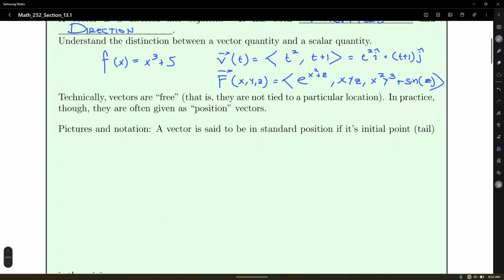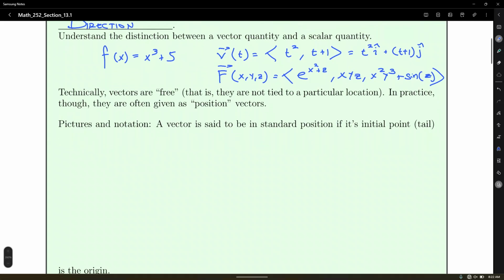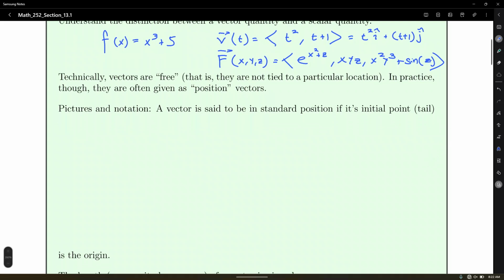But what about those vectors? I think we need more about what these vectors are. These quantities are technically free quantities, and they're not tied to a particular location. Well, what does that mean? Well, check this out.